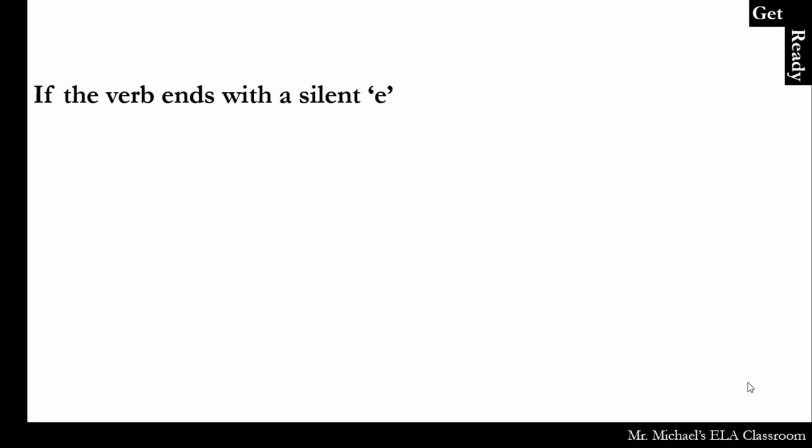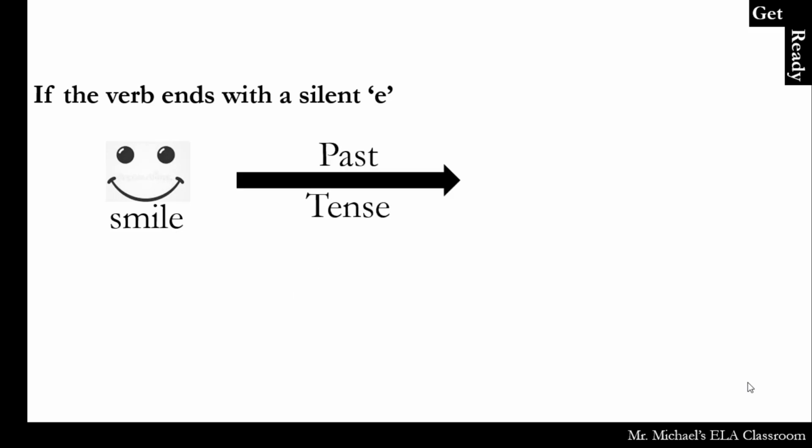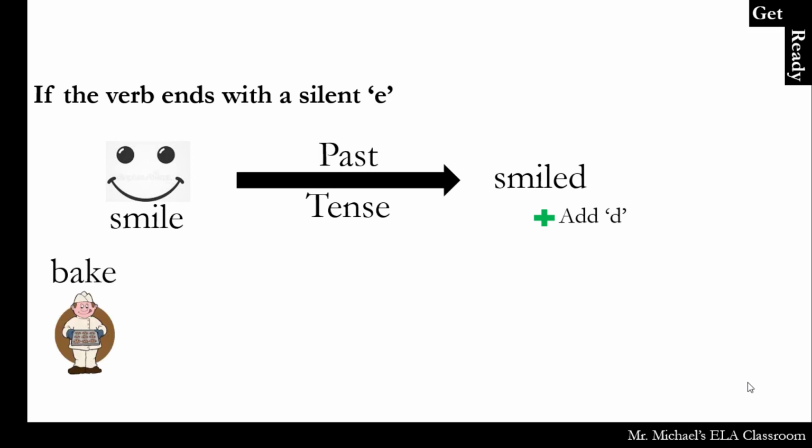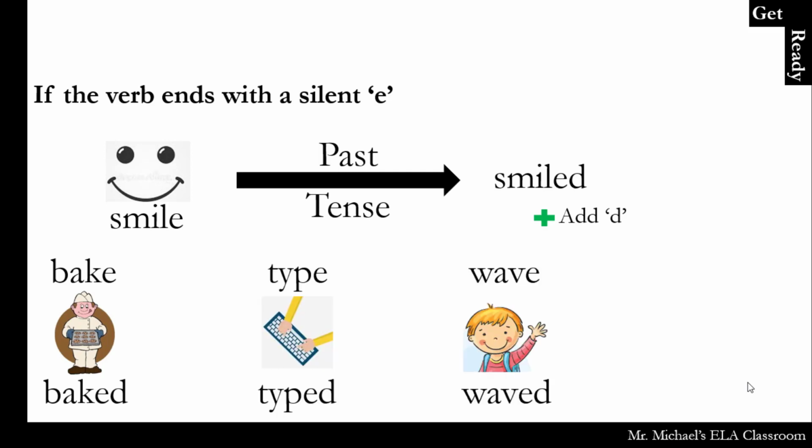If the verb ends with a silent e, like smile, in the past tense, all we've got to do is add a d. So now it becomes smiled. Bake, baked. Type, typed. Wave, waved. Vote, voted. Now you're going to see that sometimes we have to say the ed, and sometimes we just say the d. So wave, waved. It's not waveed. But when we say vote, we say voted. And that's going to be a little bit confusing at times.